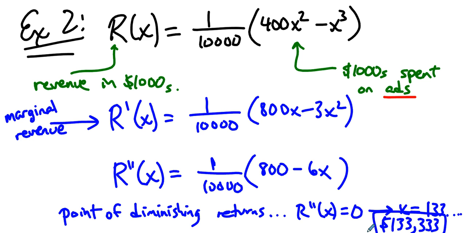So what's important to recognize? Revenue is measured in dollars. Marginal revenue is measured in dollars in revenue per dollars in ads, right? Because revenue is measured in dollars, but the X values are dollars in ads. And R double prime is measured in revenue dollars per dollar spent in ads.